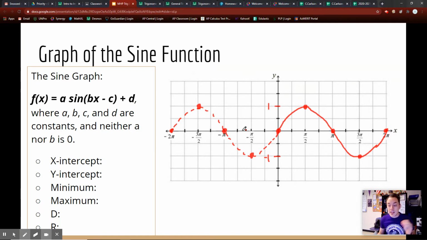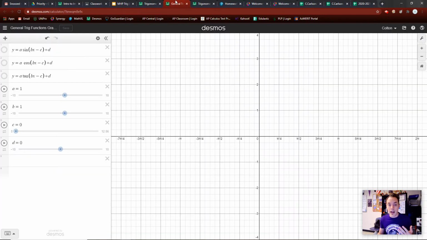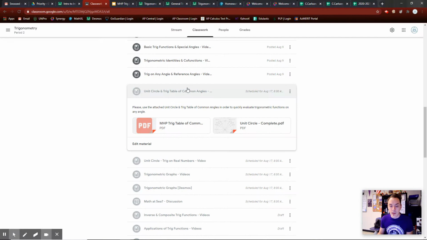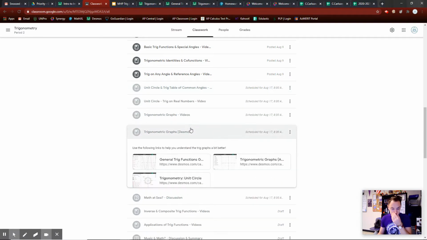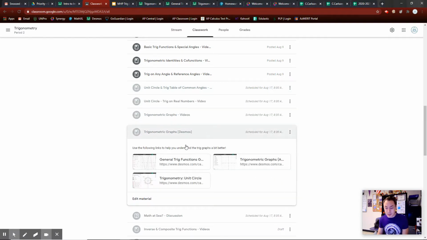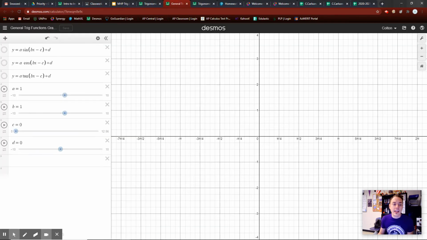Now I'm going to go to Desmos and show you what it actually looks like. This is restricted at negative 2 pi and 2 pi. But it does go on forever. Okay? You just need to restrict it. So if we go to my graph, this is also given to you on the classwork page. If you go right underneath, to trigonometric graphs, Desmos, this is the general trig graph. Right here, I have them all listed out, and you can play around with these, and we will soon in a little bit.